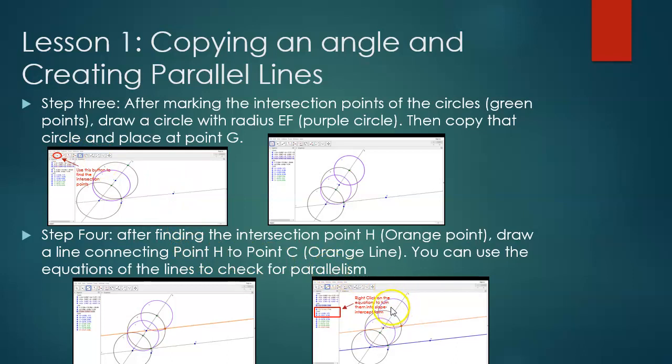Students can also use the equation of a line to help them determine if the lines are parallel or not. GeoGebra shows the equations of the lines and circles to the left of the screen. If students were to right-click on the equations, they can change the form of the equations into slope-intercept form, which is the form they are most commonly using.